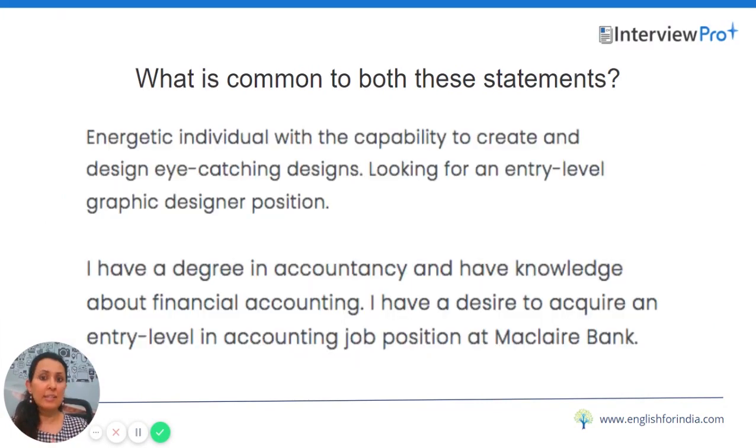Rather than this, let's look at these statements. Energetic individual with the capability to create and design eye-catching designs, looking at an entry-level graphic designer position. Similarly, I have a degree in accountancy and have knowledge about financial accounting. I have a desire to acquire an entry level in accounting job position at McClare Bank. These kind of objectives are much better, which highlight your skill, highlight what kind of job you're looking at. It's better to put such specific objectives rather than leaving it extremely vague.